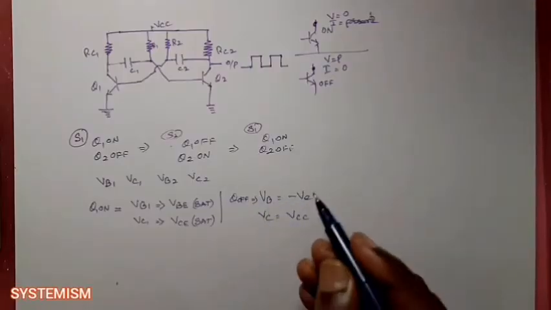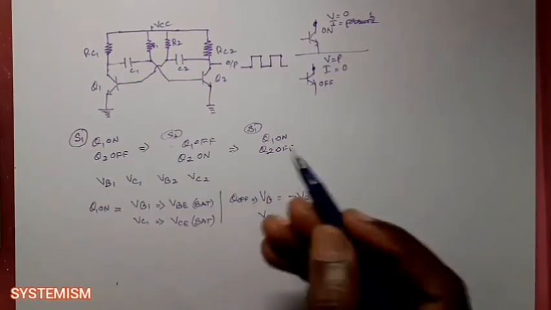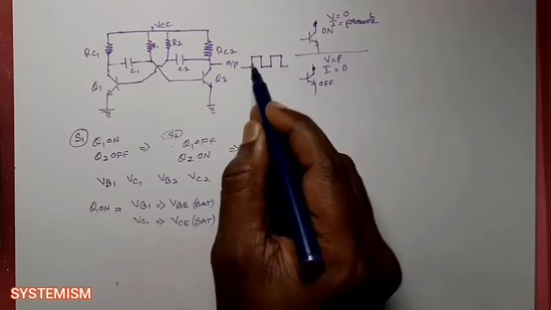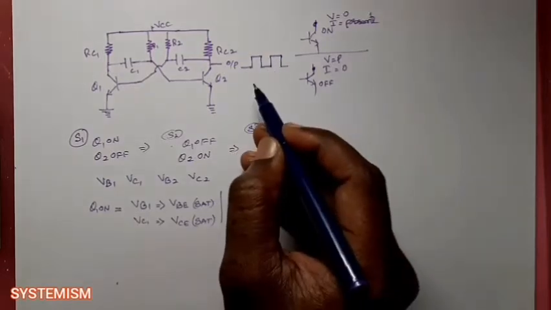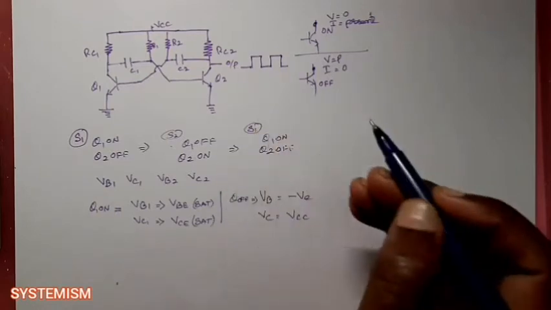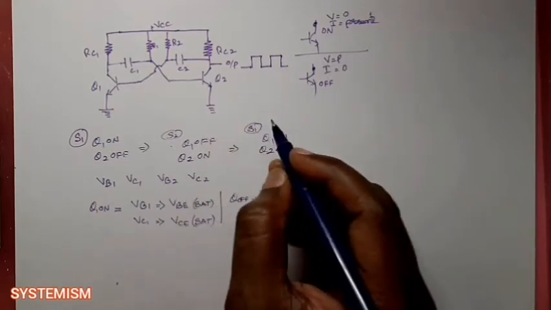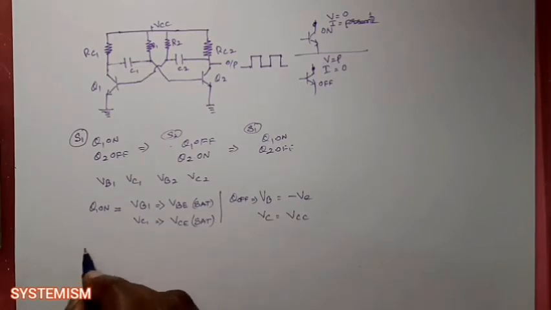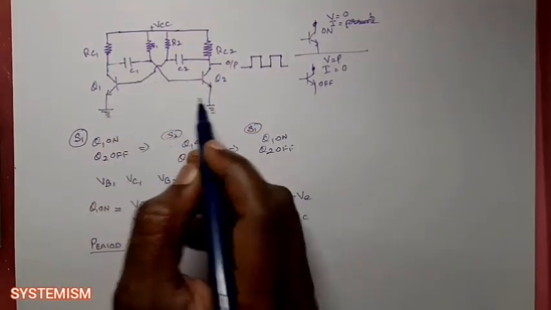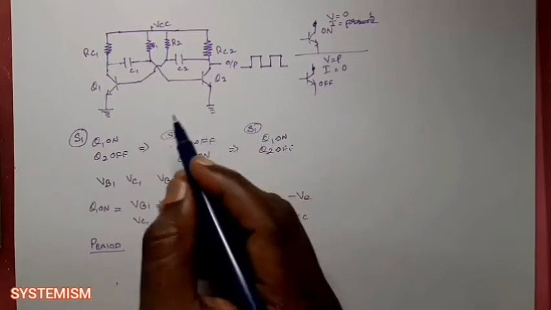Now the period of the square waveform that is generated by your astable multivibrator. This is the square wave which is produced, isn't it? So you need the frequency. What is the frequency and what is the period you want? For that you need to calculate each transistor's on time: the on time of transistor Q1 and the on time of transistor Q2. If you add both, you will get the total time period.